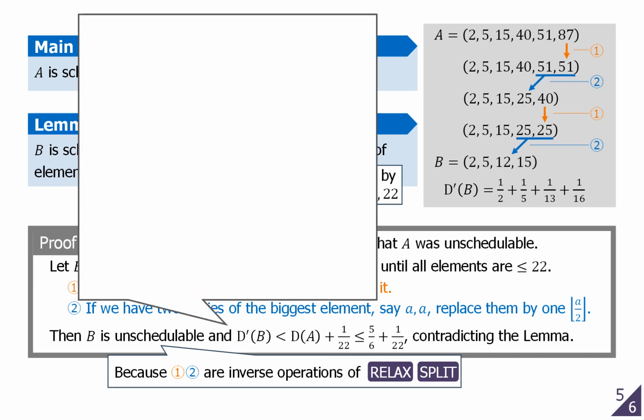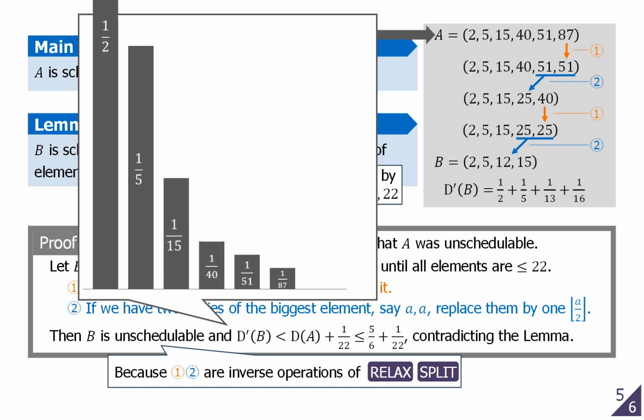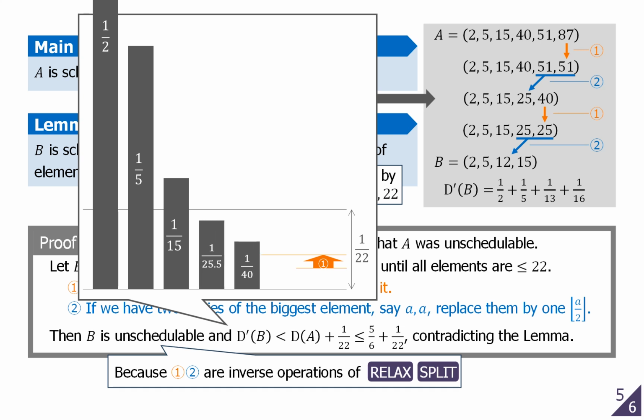Now let's look at the process again to see how it affected the density. The density of the original instance A was the sum of the heights of these bars. We've then applied the operations to get rid of the tasks below this threshold. Our first application of operation 1 replaced 87 with 51, increasing the density by the amount indicated by the orange arrow there. Then operation 2 simply combines two tasks into one and leaves the density unchanged if we ignore for now the effect of rounding down.